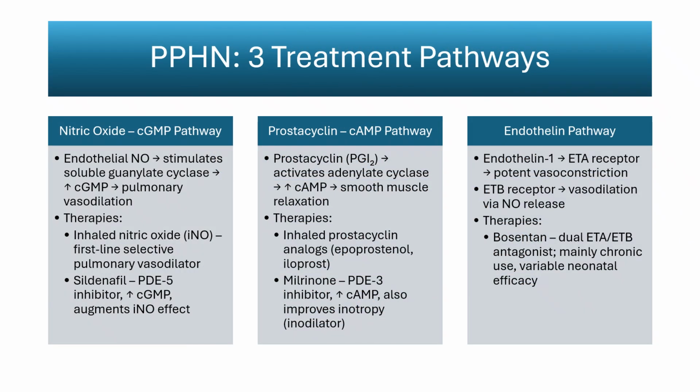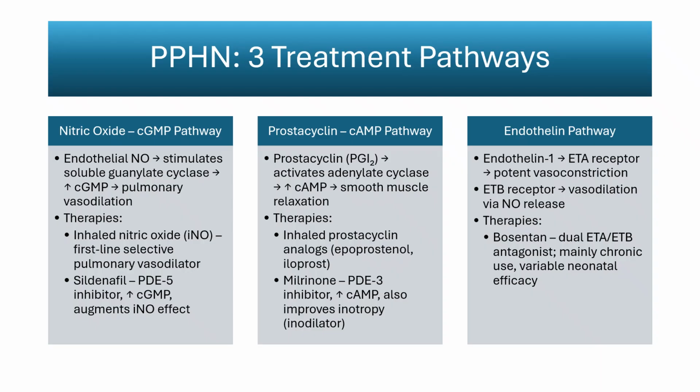Management of PPHN includes targeted pharmacologic interventions through 3 key signaling pathways that regulate pulmonary vascular tone. The first is the nitric oxide cGMP pathway. Endothelial nitric oxide stimulates soluble guanylate cyclase, increasing cGMP in vascular smooth muscle cells, which causes pulmonary vasodilation. Therapeutically, inhaled nitric oxide, iNO, is the first-line selective pulmonary vasodilator, and sildenafil, a phosphodiesterase 5 inhibitor, can augment the cGMP effect and support iNO weaning.